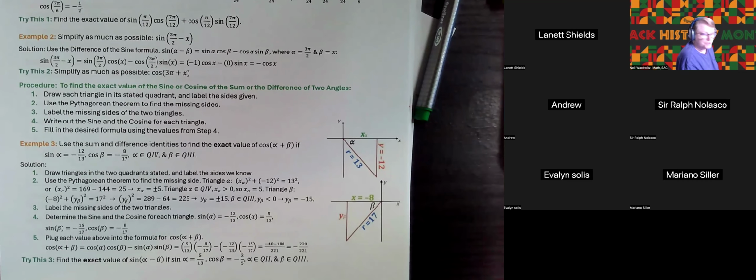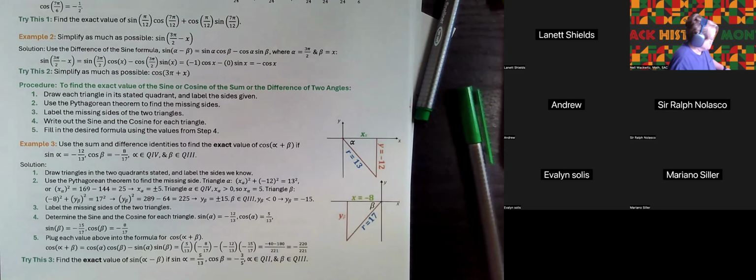I do want y'all to do the try this 3. And then we're gonna, oh, I think we're doing fine time-wise. So I want y'all to do the try this 3. It's super important that you know how to deal with these questions where you need to draw triangles.